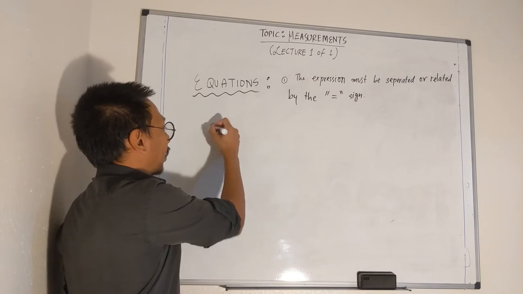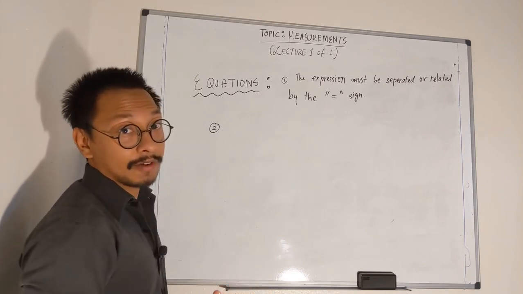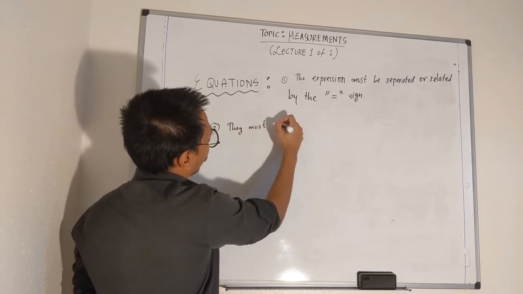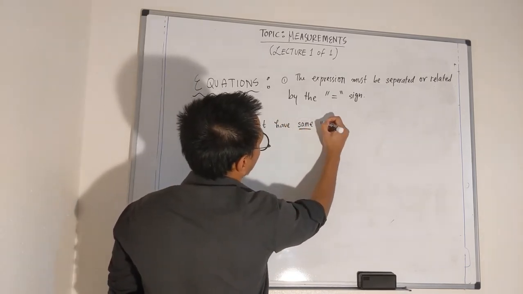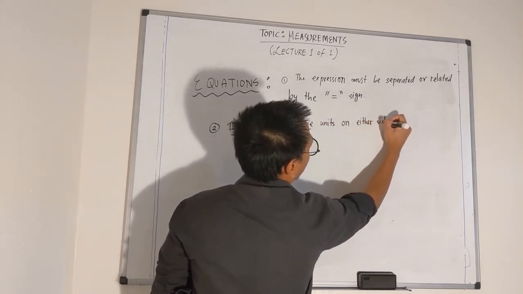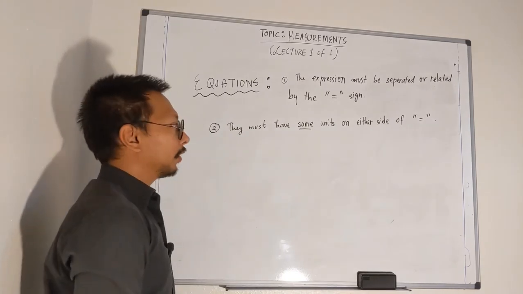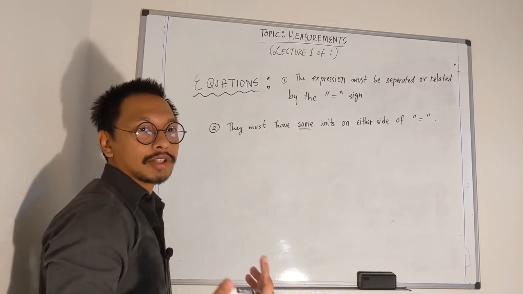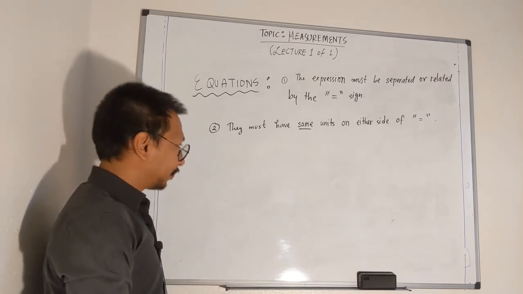Another criterion that is, to my mind, vital to equations, especially in physics, is they must have the same units on either side of equals. Okay, so both left hand side and right hand side of the equation must have the same units in physics, right? Otherwise they're not describing consistent quantities, so there must be a faulty equation, right? So let's look at an example.